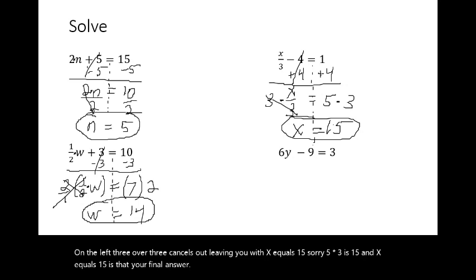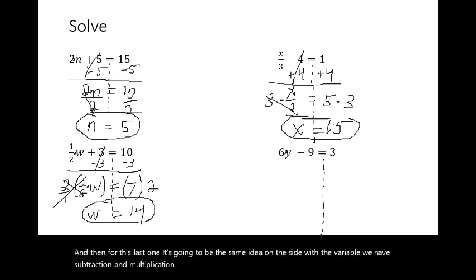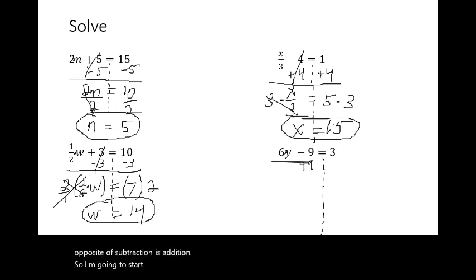And then for this last one, it's going to be the same idea. On the side with the variable, we have subtraction and multiplication. So the first thing that I'm going to undo is that subtraction. The opposite of subtraction is addition. So I'm going to start by adding 9 to both sides.